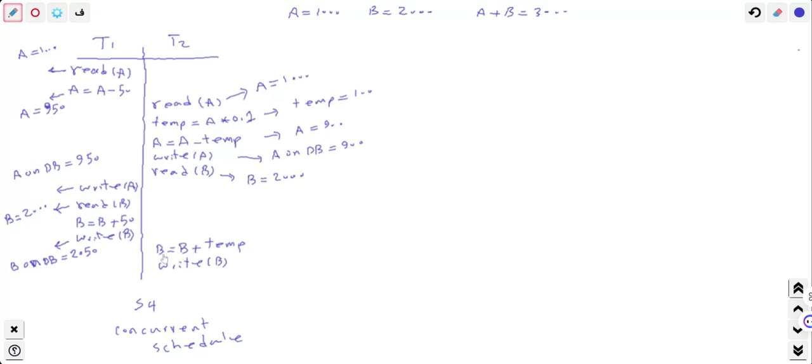Then we go to T2. T2 wants to add temp to B. What value of B? The previous value that it has read. I mean 2000. So here B will be 2000 plus temp. Temp is 100. So the value of B will be 2100 here.